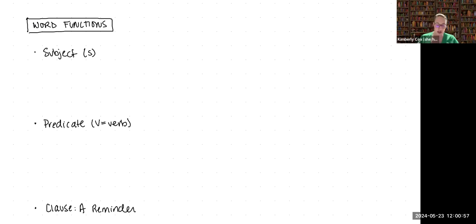So the first function that I want to talk about in terms of a sentence is a subject. The subject of the sentence is going to be the focus of the sentence or the occasion for the sentence. And the subject is also going to be linked to the verb. The verb is going to be conjugated in relationship to the subject of a sentence. And that can be a noun, but it could be other things.